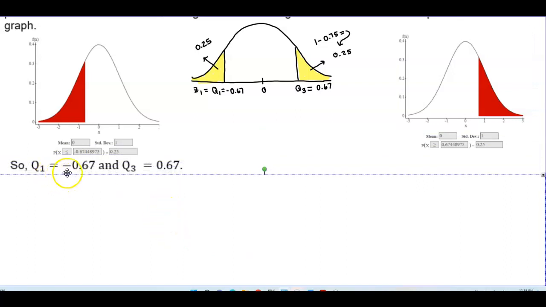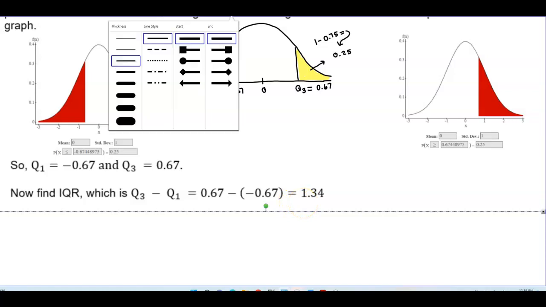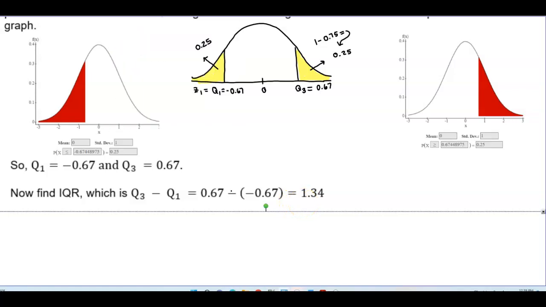So, since quartile 1 is negative 0.67 and quartile 3 is 0.67, now we can find the interquartile range. If you remember, the interquartile range is quartile 3 minus quartile 1. Quartile 3 is 0.67, and then we subtract quartile 1, which is negative 0.67. Keep in mind that that is a plus, so 0.67 plus 0.67 gives us 1.34. That's going to represent our interquartile range.